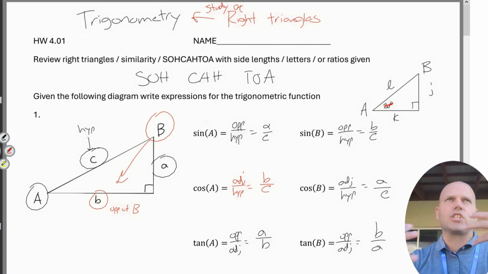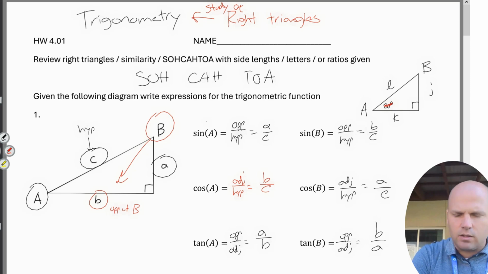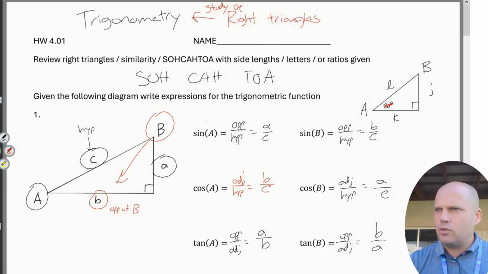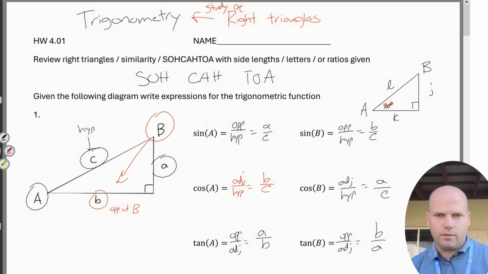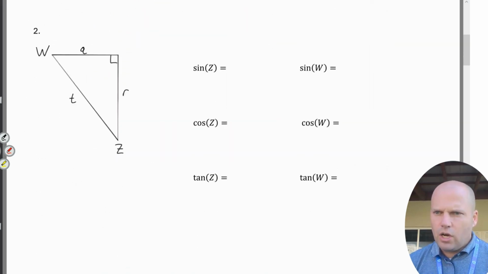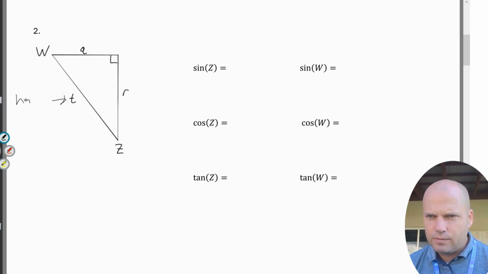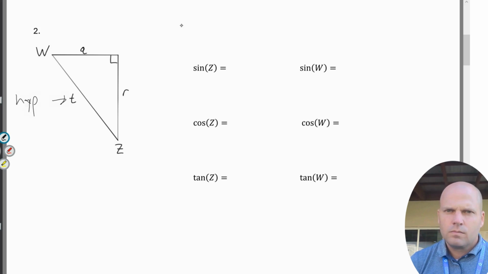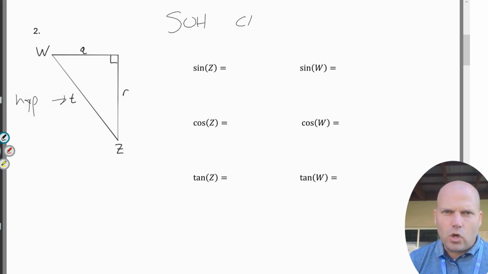Cool. This is just getting us used to, when I say the sine of an angle, I'm referring to the ratio in the right triangle of the lengths with respect to that angle. So first thing is first, locate the hypotenuse. Write down SOHCAHTOA.